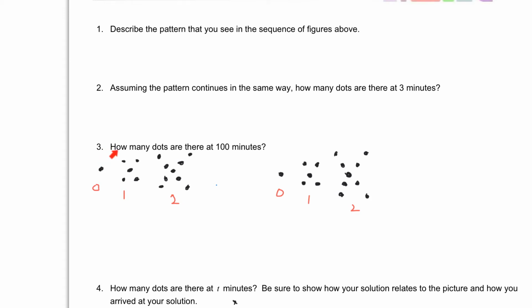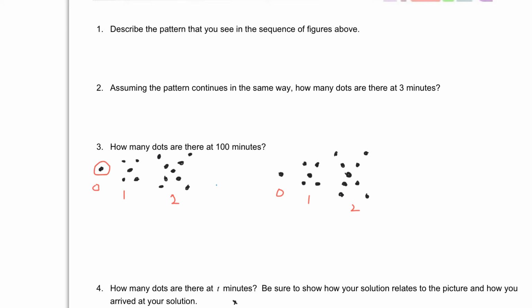For number 3, it says how many dots are there at 100 minutes? I'm going to give you 2 different examples of ways that people have figured this out, and there are many other ways that you might have looked at it, but here's a couple for you to think about. So in my first example, which is going to be this set right here, at 0 minutes, I just have 1 dot, which is right here.